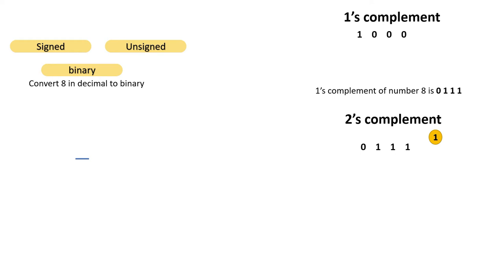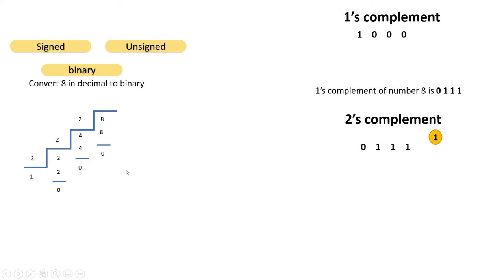Let's see an example. Let's try to convert 8 in decimal to binary. 8 divided by 2 equals 4. 4 times 2 equals 8. 8 minus 8 is 0. 4 divided by 2 is 2. 2 times 2 is 4. 4 minus 4 is 0. 2 divided by 2 is 1. 1 times 2 is 2. 2 minus 2 is 0.